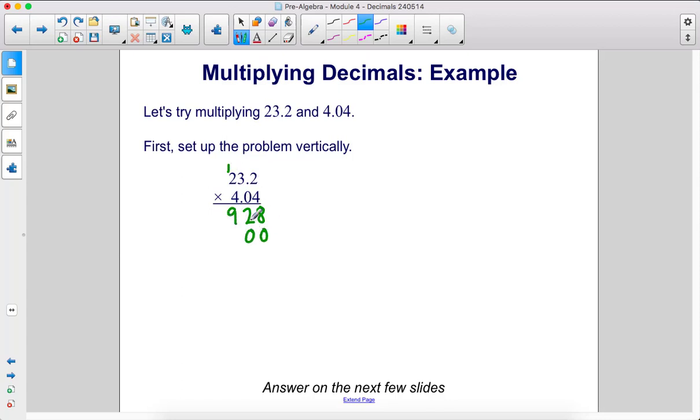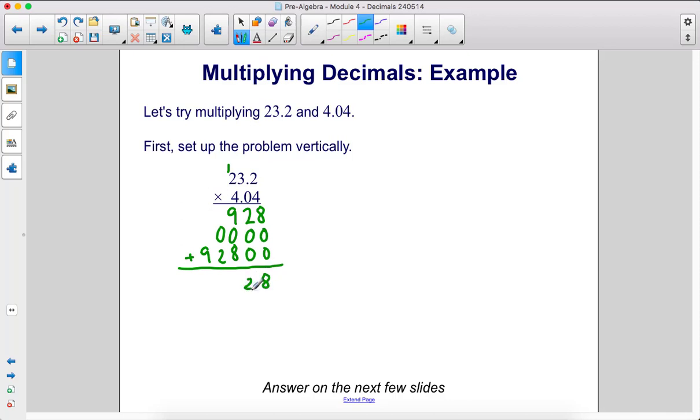0 times 2 is 0. 0 times 3 is 0. 0 times 2 is 0. Put 2 zeros. Keep going. 4 times 2 is 8. 4 times 3 is 12. 4 times 2 is 8. Plus 1 is 9. Then we add them up.